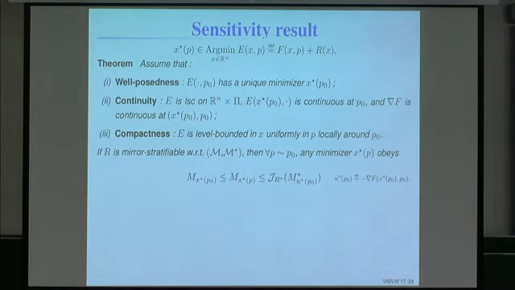Here is our first result. If we have some mild conditions on the function E, so well-posedness, some continuity, and some compactness, of course. Then, in this case, if R is mirror-stratifiable with respect to primal and dual stratifications here, then if you take p sufficiently close to p0, if p varies around p0, then any minimizer x star p will obey this model localization. Look at this. M of x star p will be sandwiched between two strata. The first one is M of x star p0, the reference point p0. And remember, I said that x star p0 is the unique minimizer of this problem.